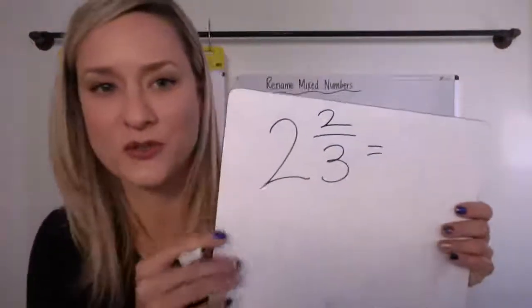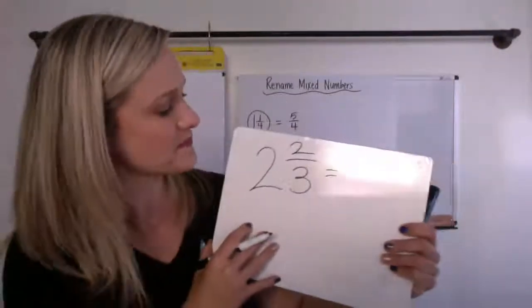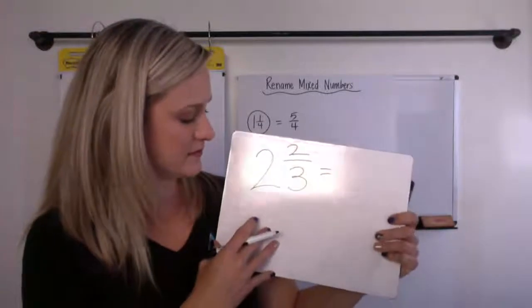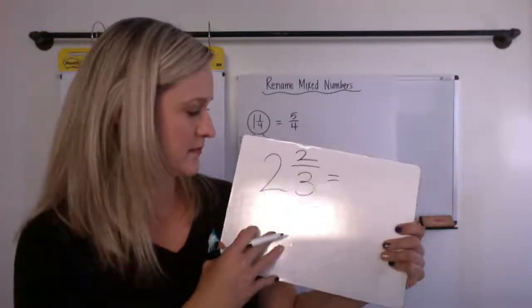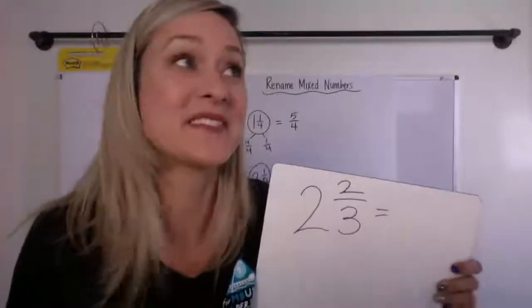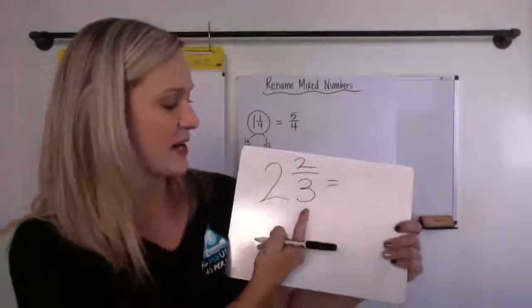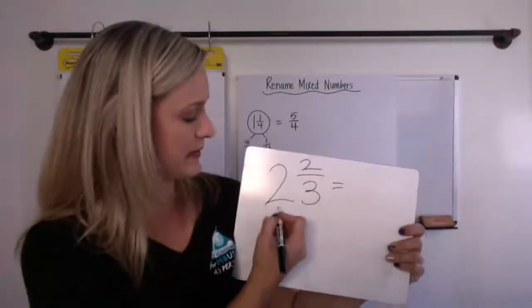2 2/3 equals what? All right. Okay, this time I gave myself some think time, because last time I didn't give myself time to think and I messed up, right? So think time is important, kids. All right, I'm going to choose the denominator 3.